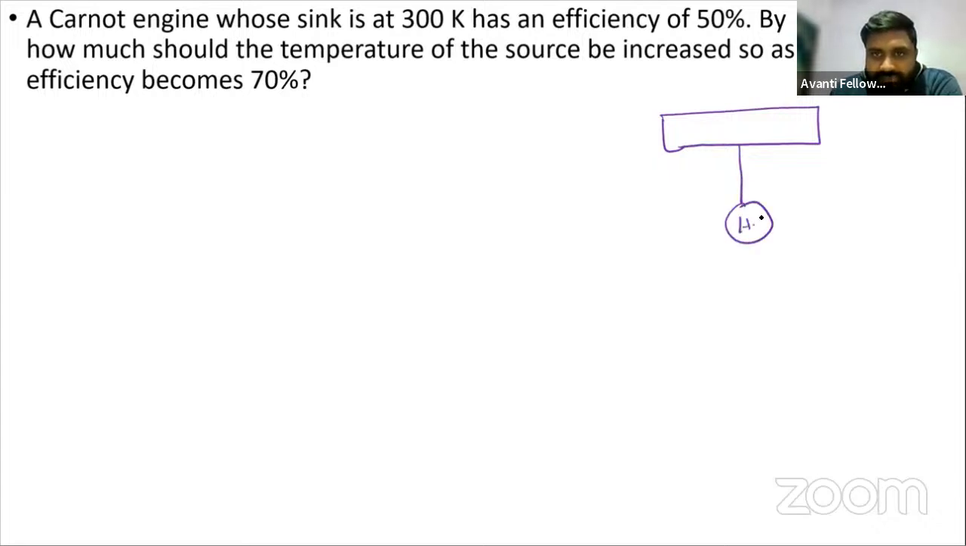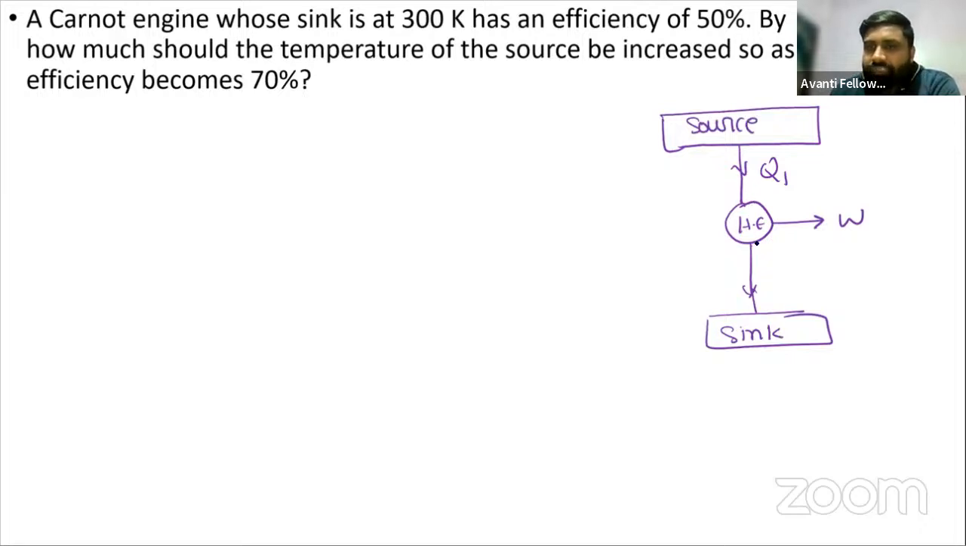This is the heat engine we have. Some work is done. Some heat is extracted, let's say Q1, and Q2 is supplied to the sink. This is our sink and this is our source. So the engine takes the heat from the source, gives it to the sink, and some work is done.